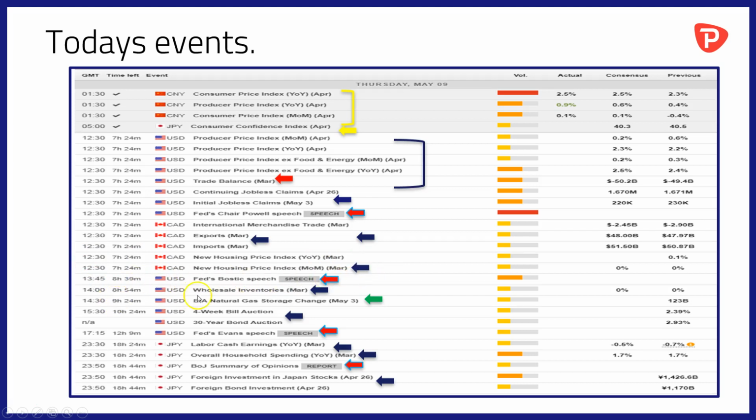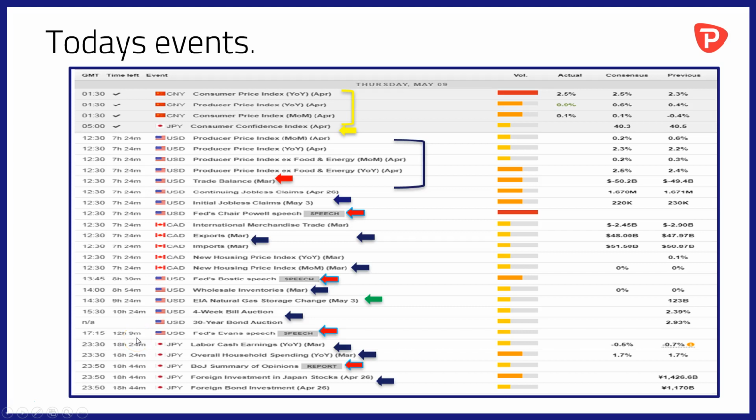At 1400, we will have wholesale inventories data for the month of March, a chance to look at how and what US companies have been stockpiling, if anything, over recent months. At 14:30, we stay in the States for the EIA natural gas storage change for the week of May the 3rd. And then at 15:30, we get a 4-week bill auction out of the US and a 30-year bond auction, I should say, to follow on from that. At 17:15, Fed member Evans concludes the central bank speeches today.